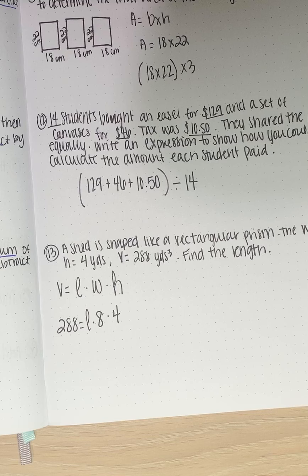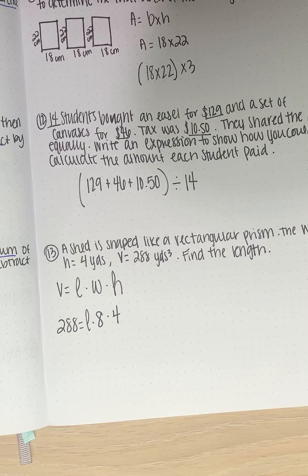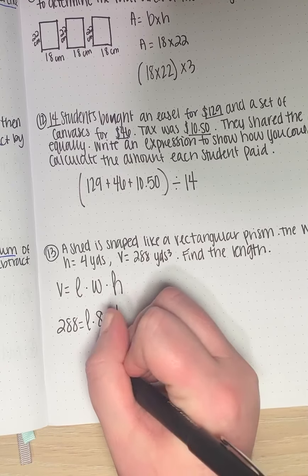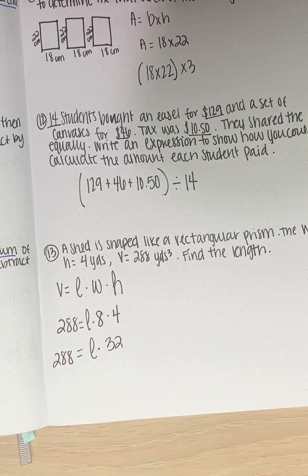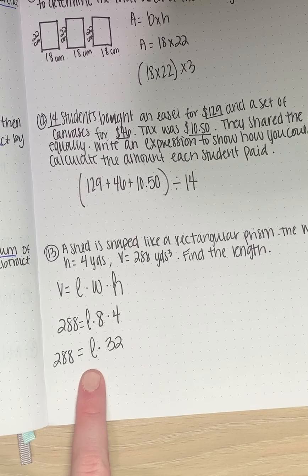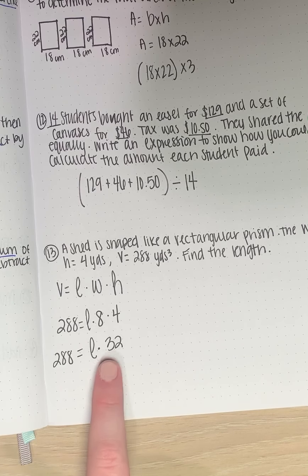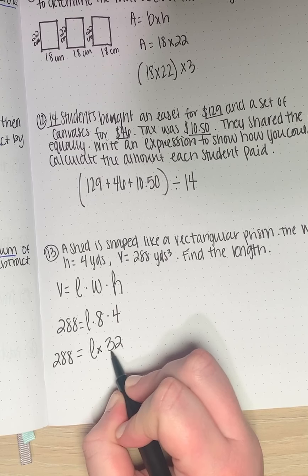All right, so the first thing that we are going to do is we have to multiply 8 times 4. 8 times 4 is going to give us 32. And that's going to give us length times 32 equals 288. All right, so the next thing that we are going to do is I need to get this L alone. So I'm going to do the opposite. So I have a multiplication right here to this 32.